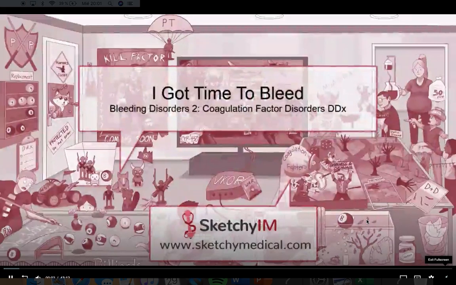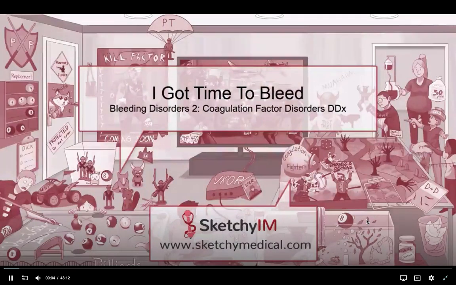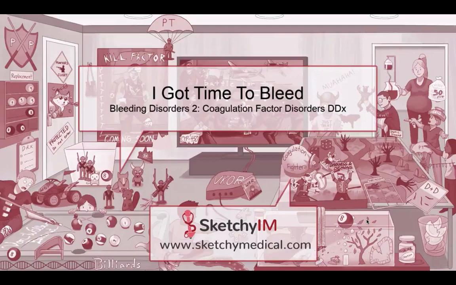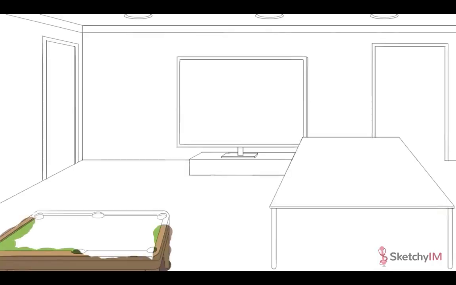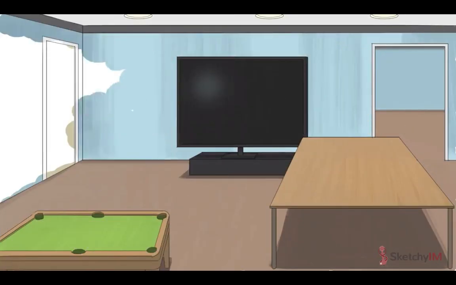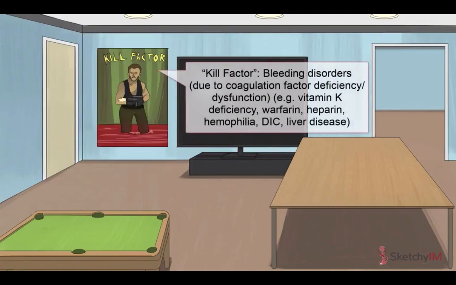For another round of bleeding disorders. In our last sketch, we talked about platelet disorders that cause bleeding. This time, we're still bleeding, but it's all about those clotting factors. As the sketch progresses, we'll group these conditions according to the portion of the coagulation cascade they affect.